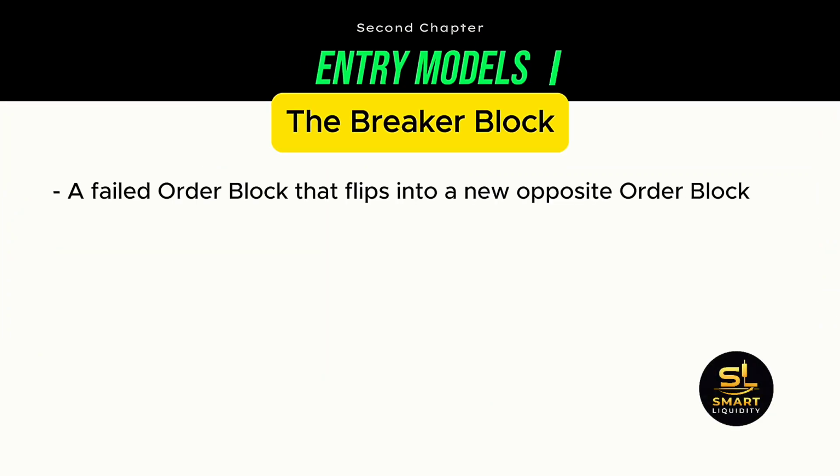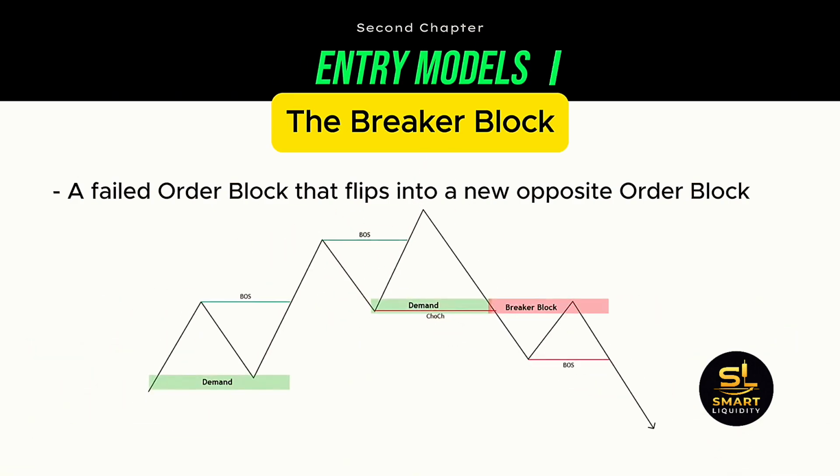Next concept we are going to cover is the breaker block. A breaker block is an order block that failed to hold and flips into a new order block for the opposite trend. For the sake of simplicity, the order blocks are the supply and demand zones, and this is how it works. In an uptrend, we are going to use a bearish breaker block.